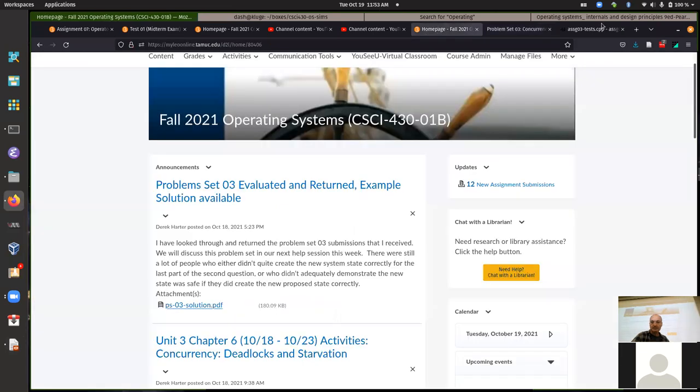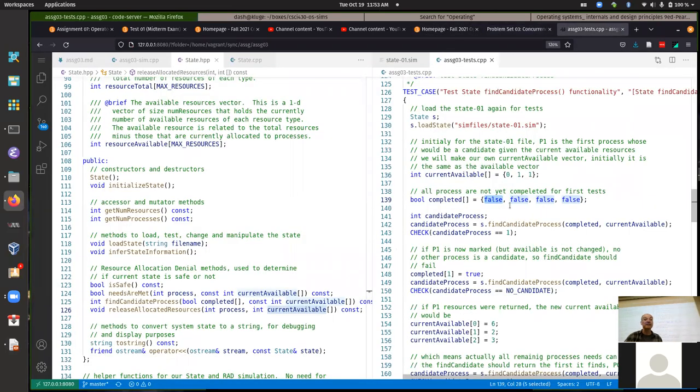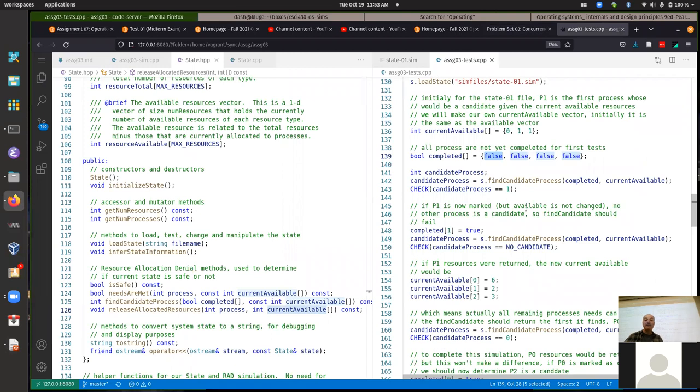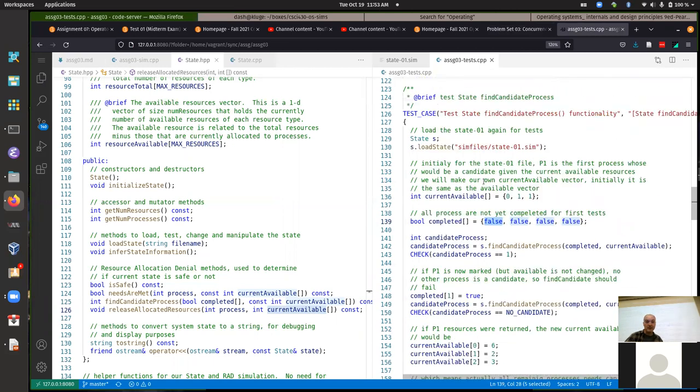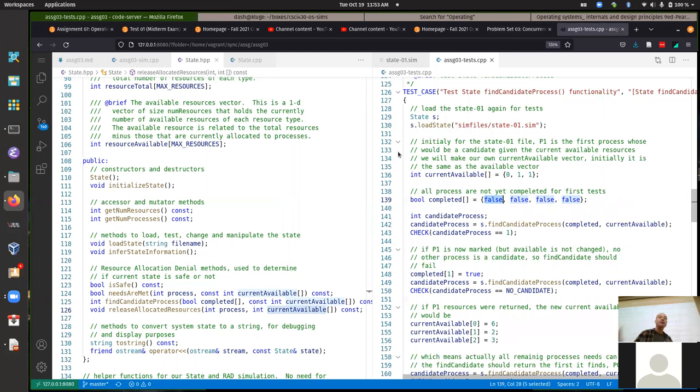We're using an array of Booleans, right? So initially, these will all be false, but whenever we run a process to completion, we'll mark it as being true then. The find candidate process is supposed to be returning a process ID, so a process number, right? For example, again, we're starting off at state one, and we already showed that the only process whose needs could be met given resources available 011 was process one, okay? So if we call find candidate process, we expect it to return one. Process one is the first and only candidate initially whose needs can be met, right?